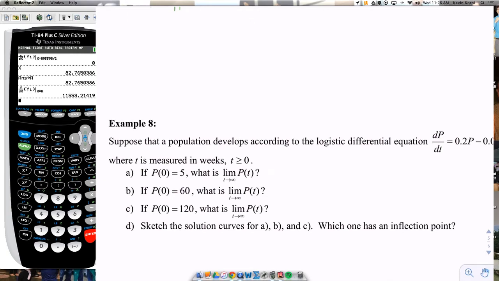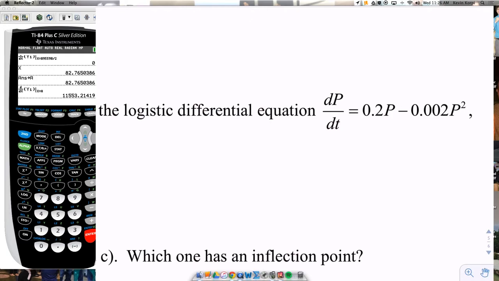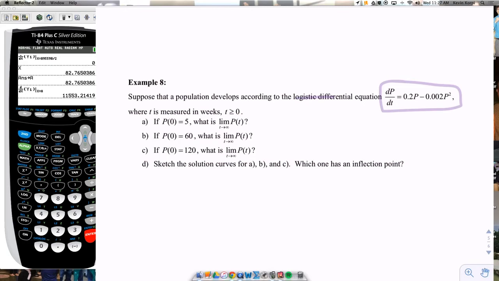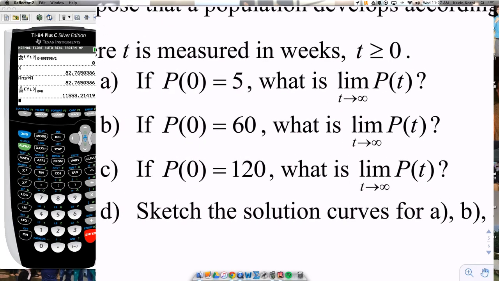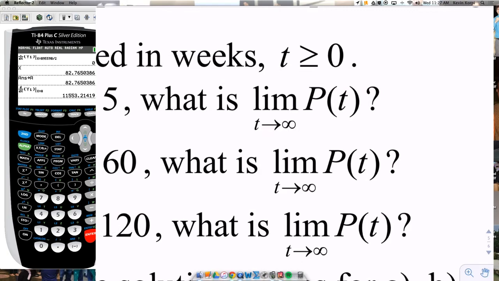All right, example 8. Suppose that a population of whatever you want develops according to the logistic differential equation. Now, notice they told you this one was logistic. That's kind of nice, because notice the differential equation is not quite written in the format we prefer to just snag the values of k and L out of it. But we know it can be written that way because it said it's logistic, where t is measured in weeks. If P of 0 equals 5, that is, if the initial population is 5, what's the limit as t goes to infinity? Well, we're just looking for the what value.